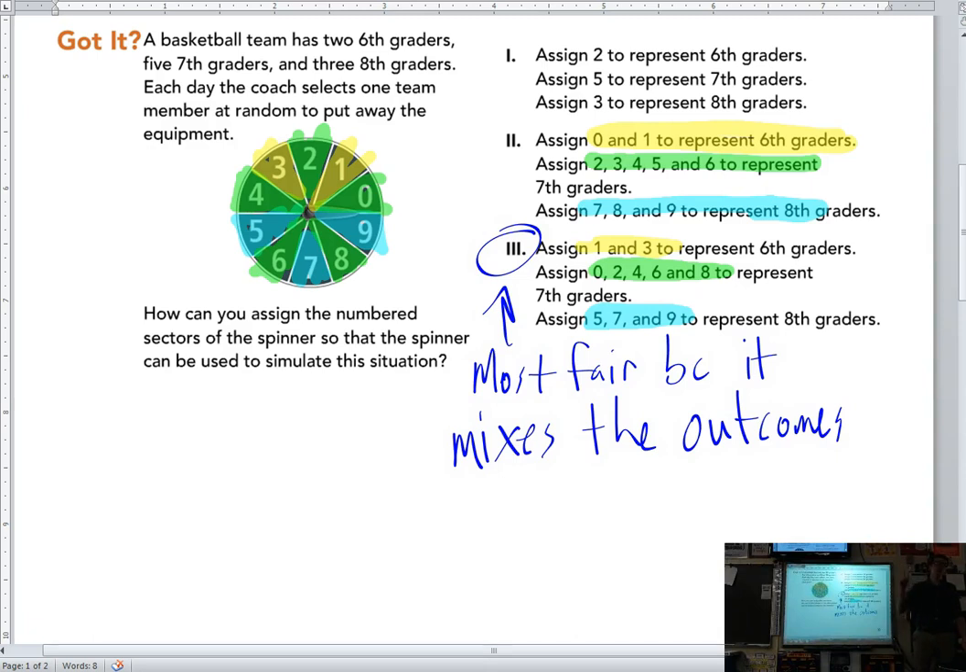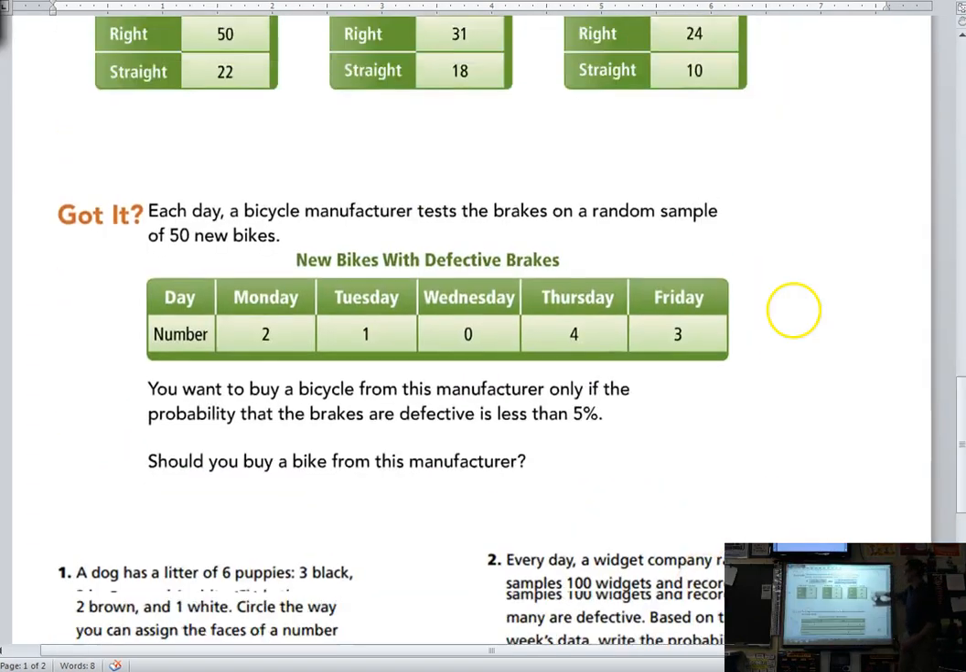Same thing with the giant wheel. It's got all their values mixed up together, right next to the $1 is like 5 cents. Because if you're shooting for the $1 and you miss it, there's a nickel. Remember, you're trying to get as close to a dollar as possible. So that's most fair. Even though 2 and 3 are the same probability-wise, 3 is most fair because it mixes up the outcomes.